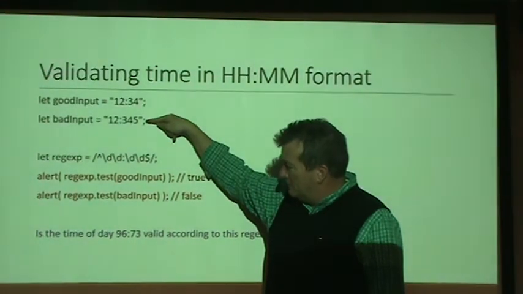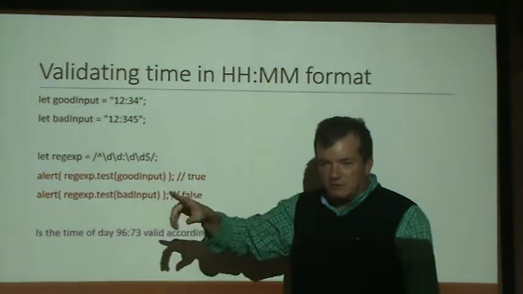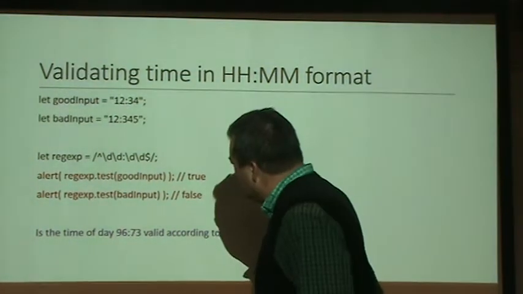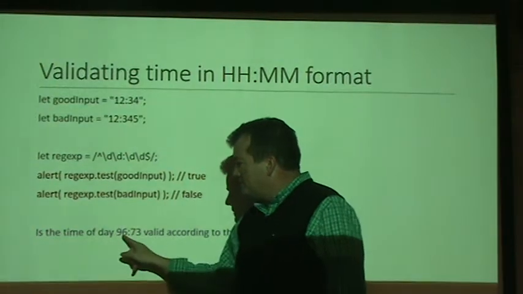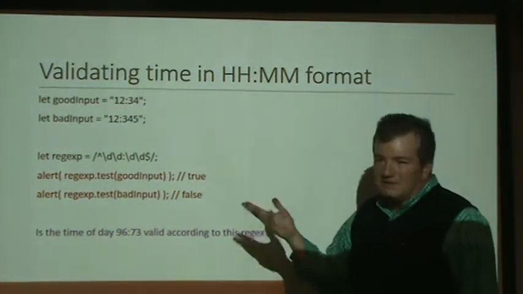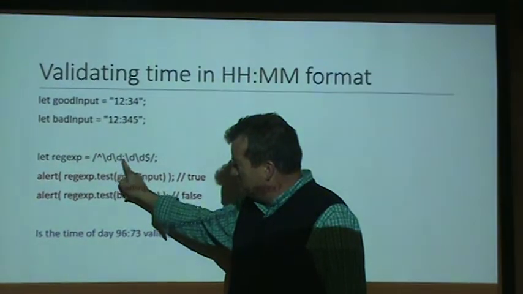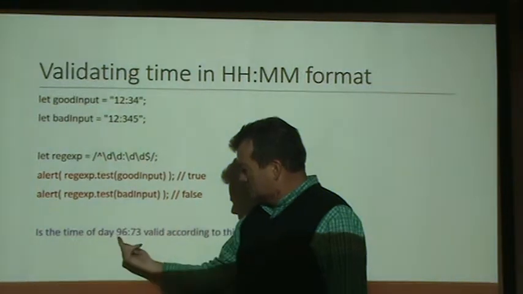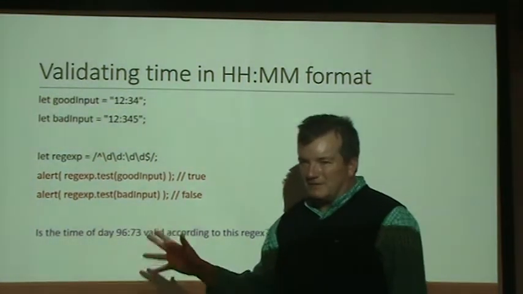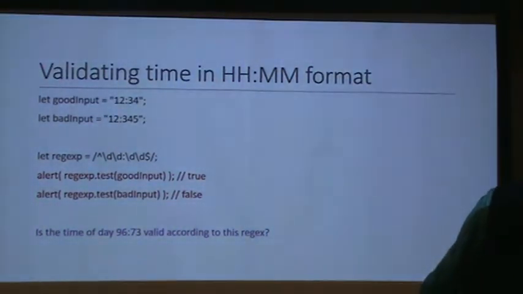this one is not. So I'm going to say, oh, right, this is a great regular expression to validate times of day, right? Well, what if you gave it the time of day 96:73? It's going to say, yes, that's a legitimate time of day, because all we care about is it starts with 2 digits, a colon, and ends with 2 digits. That meets the criteria, but that's not really a good time of day, right? So we want to make a regular expression a little bit better.